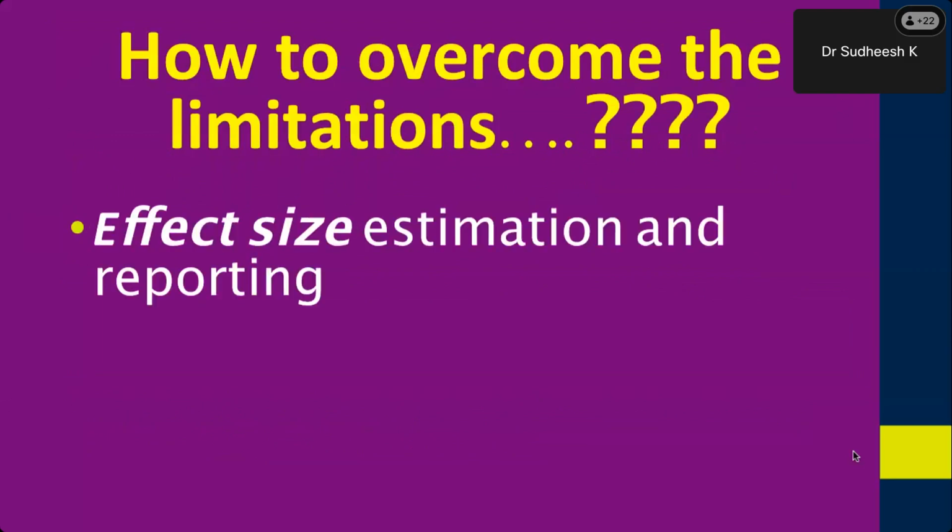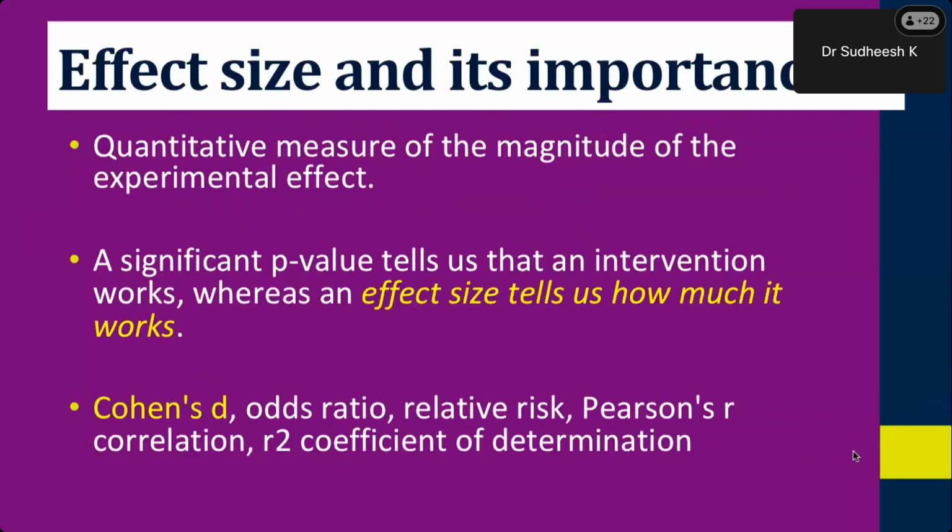So how to overcome this limitation? The best thing is effect size estimation and reporting, and confidence interval reporting. Effect size is important. The effect size is the quantitative measure of the magnitude of an experimental effect. A significant p-value tells us an intervention works, whereas an effect size tells how much it works, or the extent to which the difference can exist. It is represented in the form of Cohen's d, odds ratio, relative risk, Pearson's r correlation, or R2 coefficient of determination. These are various parameters seen when you apply a statistical test. You need not memorize them, but keep in mind that they represent the effect size.